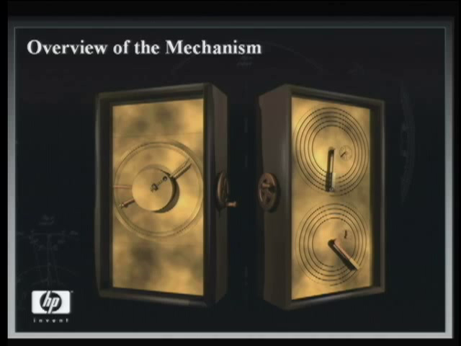And basically what these two in the back demonstrate is this is showing you the Metonic cycle, which has to do with the correspondence between the Moon's rotation and the Earth's rotation around the Sun. And this is showing what's known as the Saros cycle, which is useful for predicting eclipses, both solar and lunar eclipses, hundreds of years out.